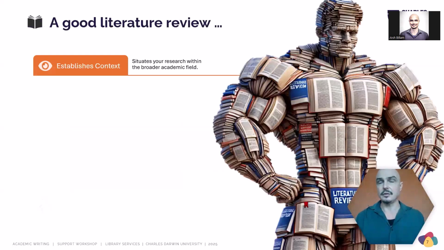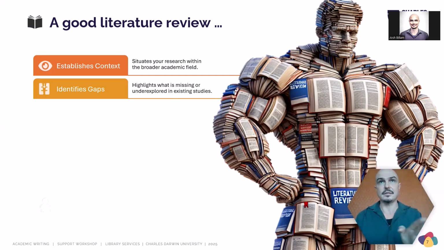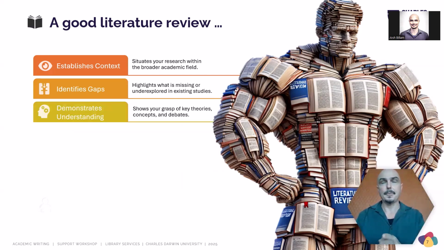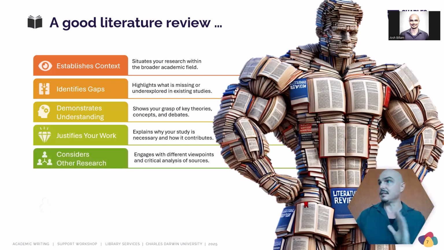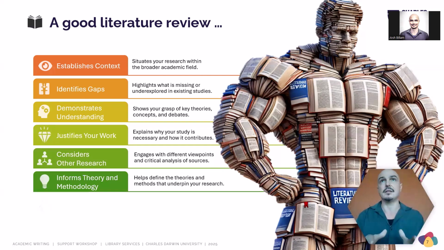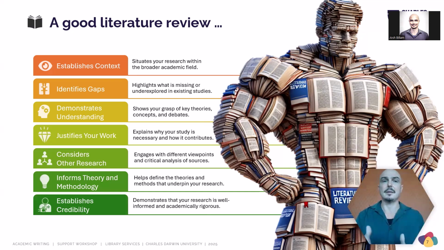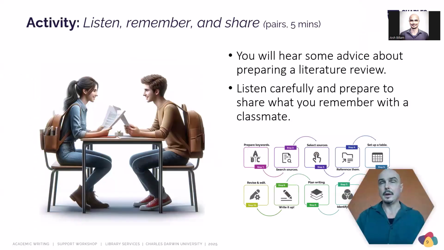But essentially, a good literature review has a look at the big picture and the context. It identifies some gap in the literature. It shows the people who are reading your document that you understand the topic. It justifies and provides a rationale for your work. It considers other people's research. It is informed by some kind of methodology or theory, and it establishes your own credibility as an author and the credibility of whatever document you're writing.